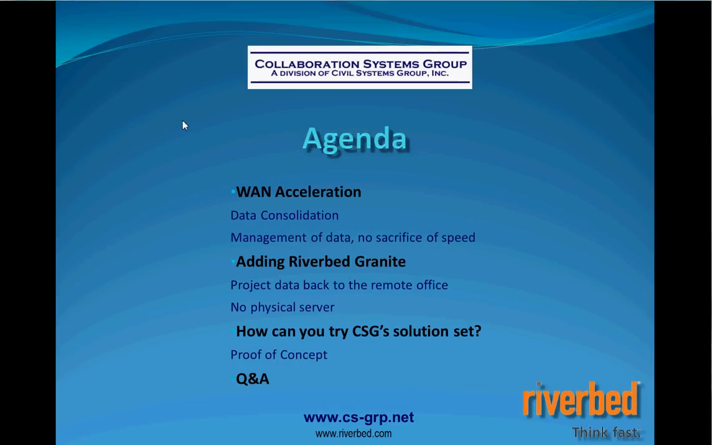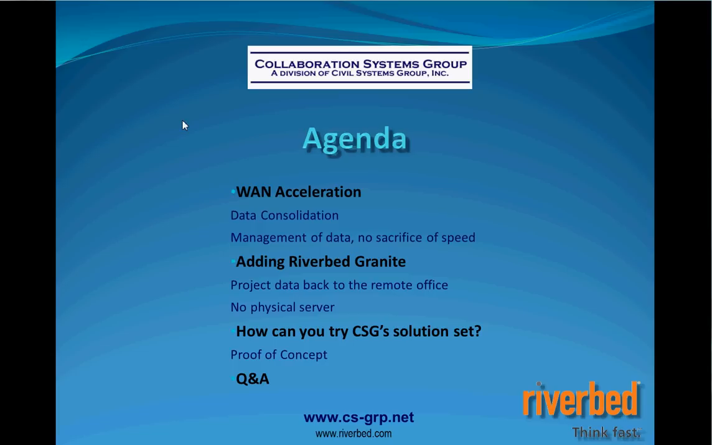So our agenda today is, I want to just very briefly explain how data is consolidated through WAN acceleration. We don't sacrifice the speed for those remote users. They're still able to go across those WAN connections and be just as productive accessing data from the data center versus their remote office server.